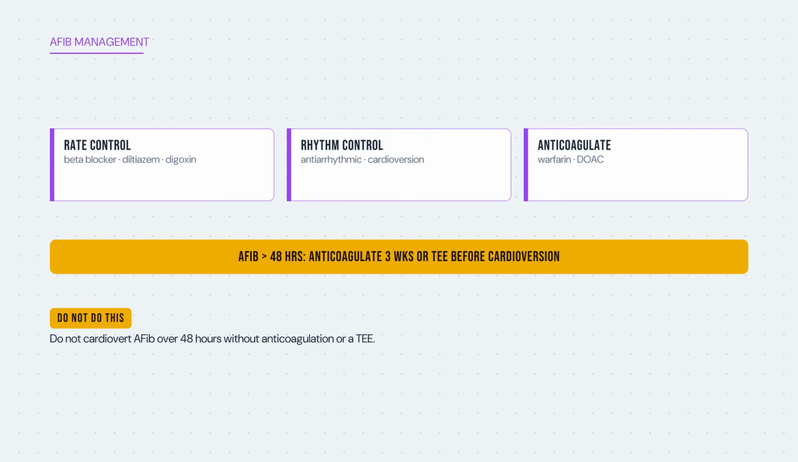3 management goals. Control the rate, with beta blockers, diltiazem, or digoxin. Control the rhythm, with antiarrhythmics or cardioversion. And anticoagulate. And there is a trap in that middle one.